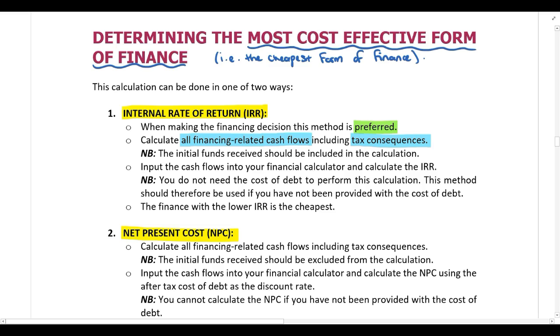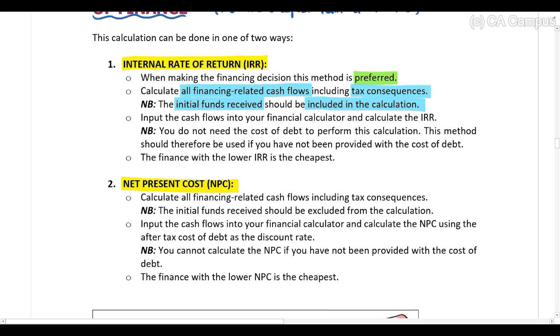Please note, you'll remember, when calculating the internal rate of return, we include the initial funds received in our calculation. How does this differ if we are calculating the net present cost? We still calculate all of our financing related cash flows, so the interest and capital that needs to be repaid on the loan, transaction costs, and all of our tax consequences. However, now the initial funds received are excluded from the calculation. So when calculating the internal rate of return, we included the initial inflow of 1.5 million rand. We now exclude the inflow of 1.5 million rand when we are calculating the net present cost.